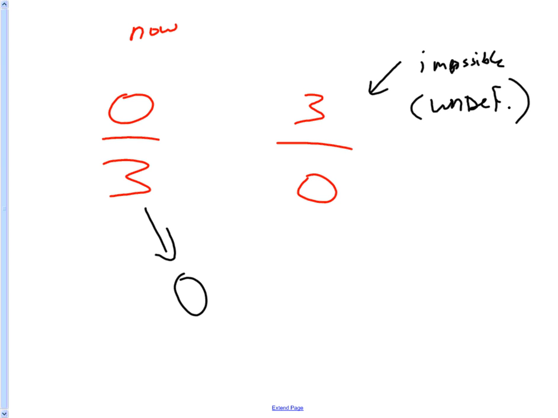0. All right, well, let's talk about why. If you have no cookies, you have 0 cookies, and you divide it amongst your 3 friends, they're all going to get a fair amount. What are they going to get? 0. But this is like having 3 cookies and dividing it amongst 0 people. That just doesn't make sense, does it?